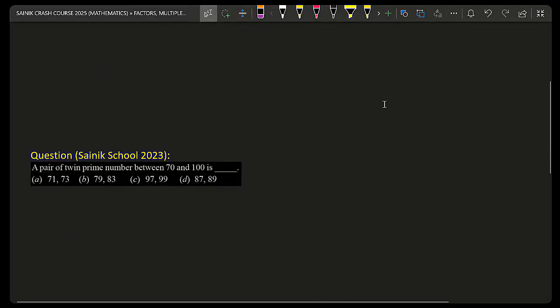A pair of twin prime numbers between 70 and 100 is. Between 70 and 100, which option is giving a pair of twin primes? Anybody interested in answering this question can raise a hand. Both of them should be prime numbers and the difference should be 2. Lakshita, can you answer this question? Yes, sir. Tell me which option is correct.